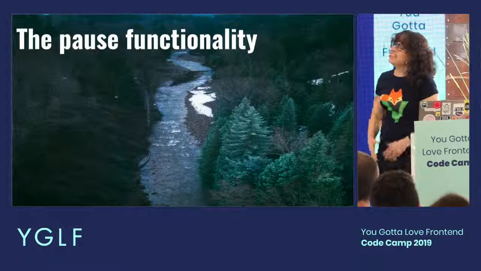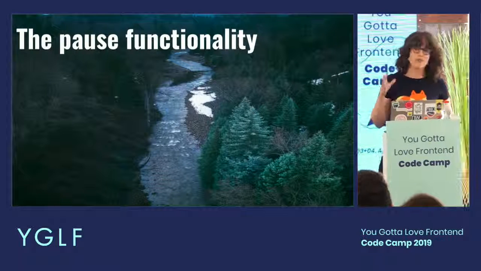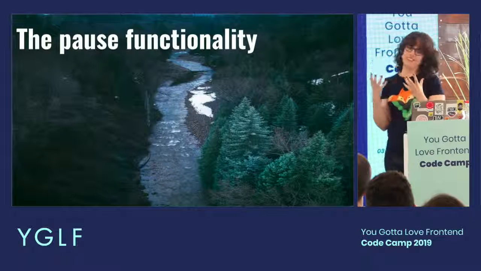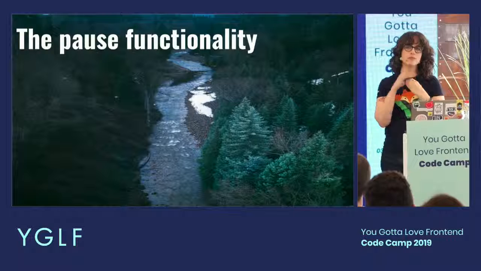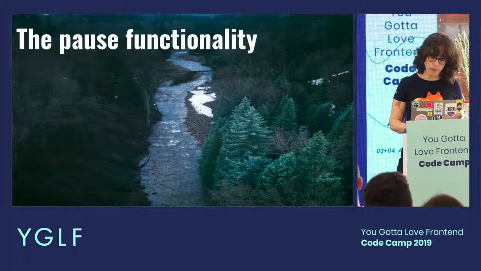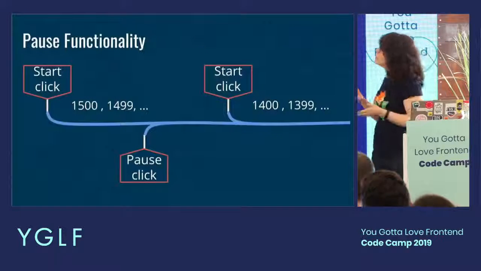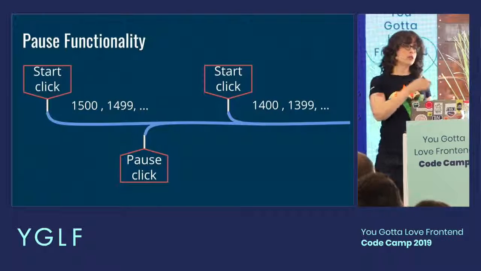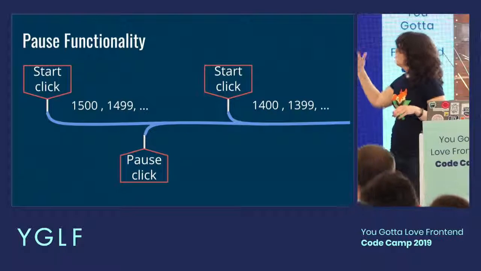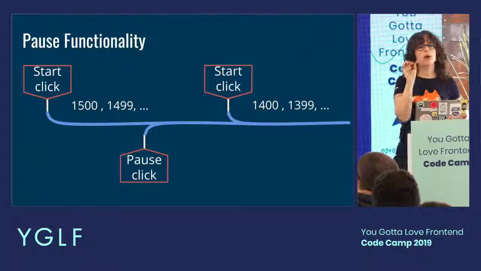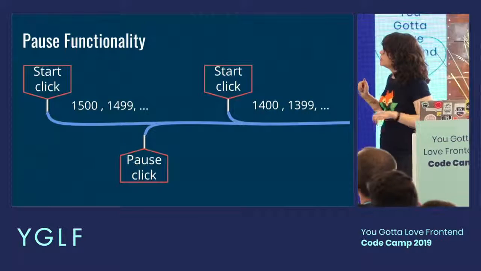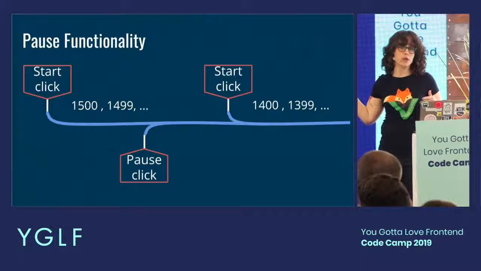Okay, guys, take a deep breath, because the pause functionality has some interesting lessons to learn in FRP. Let's start by thinking about what it is we want to achieve here. So I have this stream already, this timer stream. It starts when start is clicked, and it's emitting these decrementing values. Now I want to somehow combine it with the pause click so that when pause is clicked, it stops.